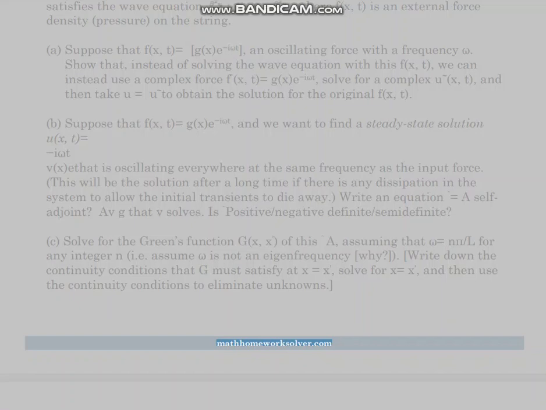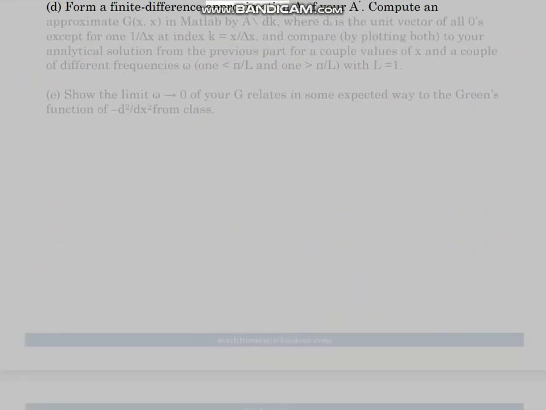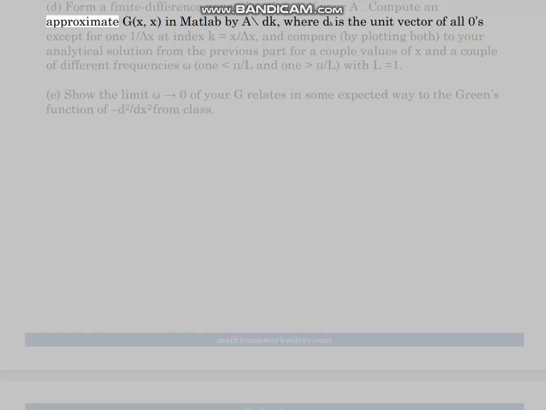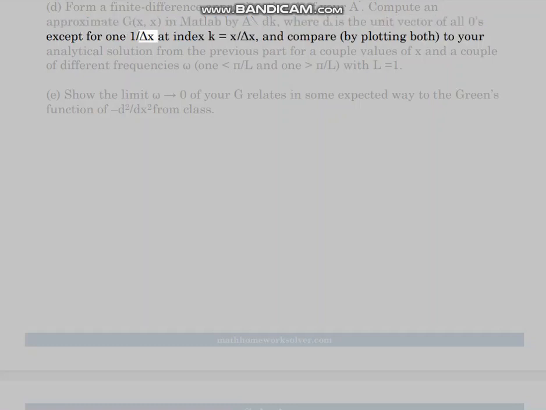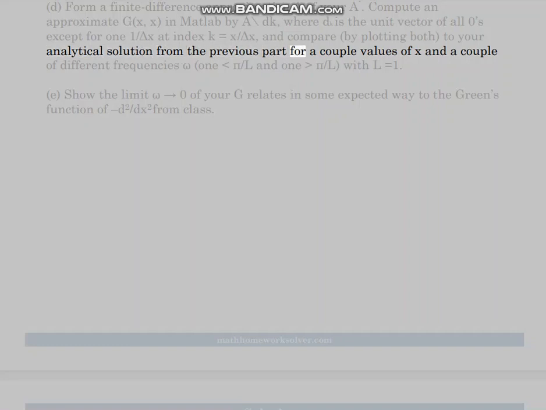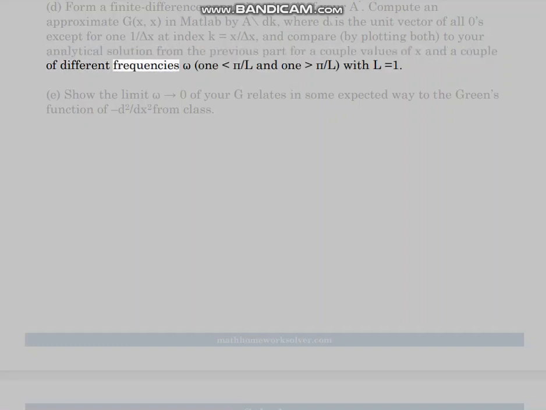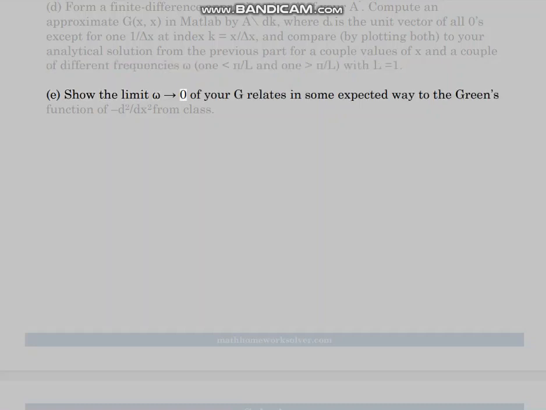D. Form a finite difference approximation A of your A. Compute an approximate g(x,x') in MATLAB by A\d_k, where d_k is the unit vector of all zeros except for 1/Δx at index k equals x'/Δx, and compare, by plotting both, to your analytical solution from the previous part for a couple values of x' and a couple of different frequencies ω, 1π/L and 1.5π/L, with L equals 1. E. Show the limit ω→0 of your g relates in some expected way to the Green's function of d²/dx² from class.